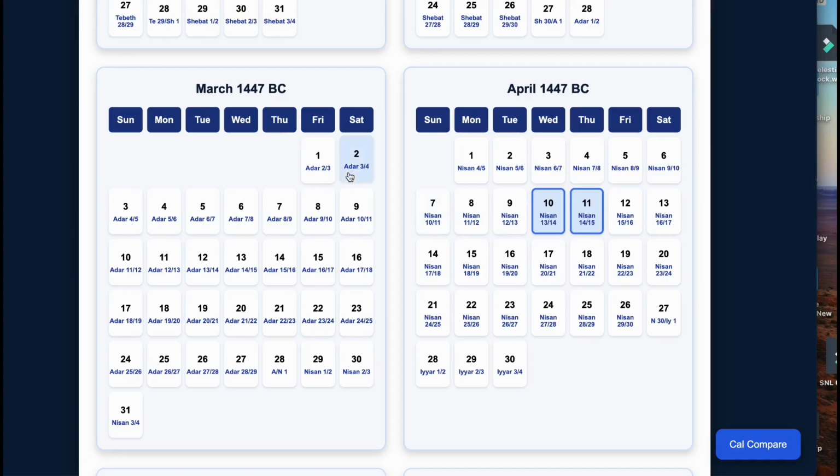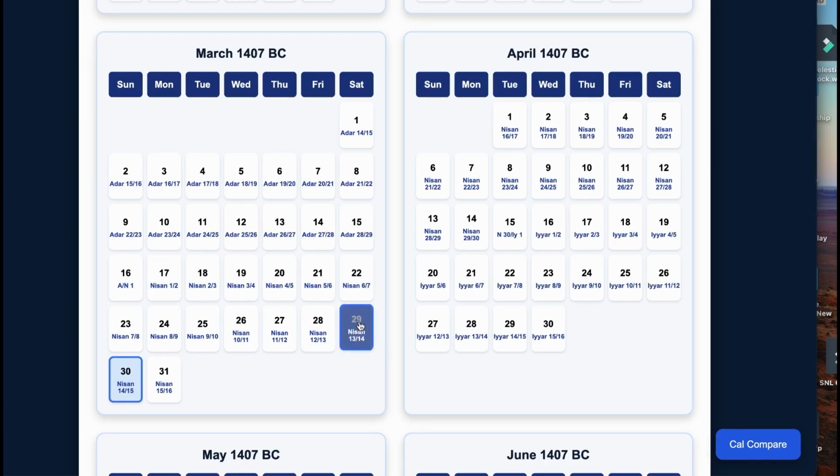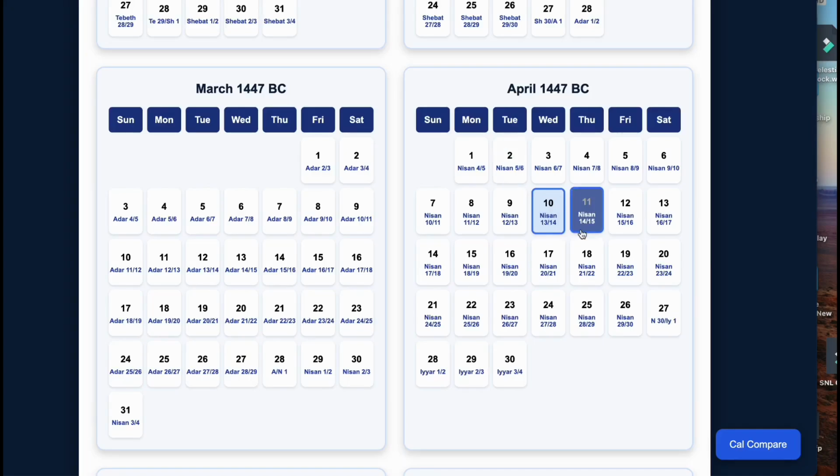Alternatively, let's just assume that we go forward 10 days for 1447. So still keeping this on April 10th. But in 1407, instead of going forward, we just kept it in the backwards direction, which would still be March 29th/30th. And we'll see if it fits.